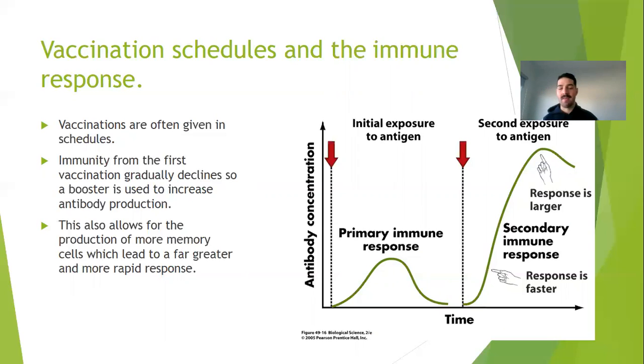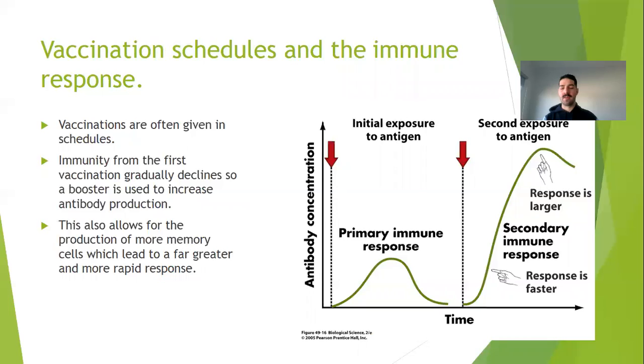So you may have had, say, a shot when you were in primary school and need another one when you're in year 11 and 12. And that's because we get a gradual decline in immunity. And so the second time we get exposed to the pathogen, we develop even more memory cells and a much larger response. And it means that we're going to have that longer lasting immunity again.